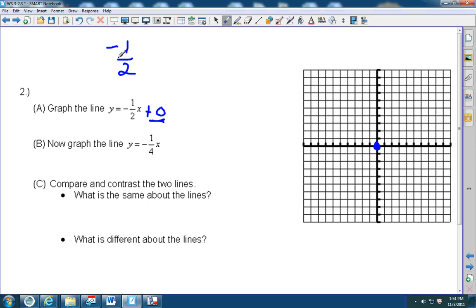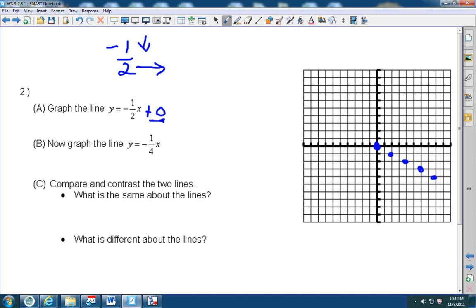It's already written in a fraction, the top, and this is negative, so I'm going to go down, and the bottom number is always to the right. So I'm going to start here. I'm going to go down 1 to the right 2 and put a dot. Down 1 to the right 2, put a dot. Down 1 to the right 2. And I can keep doing that.